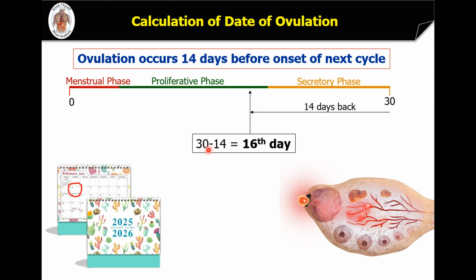In this way we can calculate 30 minus 14 equals 16. So the 16th day is the date of ovulation. Usually it is a 28 day cycle, so the date will be the 14th. If it is 32, then the date will be the 18th. So this 14 days is fixed and the other part is fluctuating. If the duration is less than 28, this will remain fixed. So if it is 26 days, then the 12th will be the ovulation date. In this way we can calculate or assume the date of ovulation, and at that time the endometrium remains in the proliferative phase.